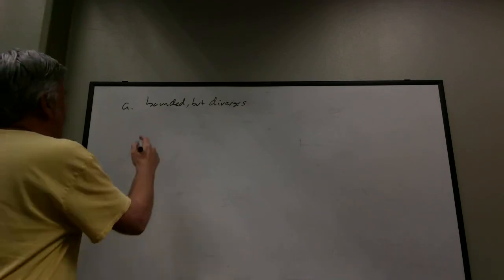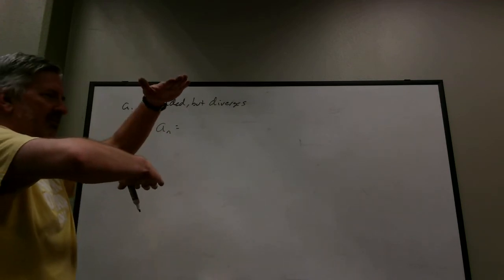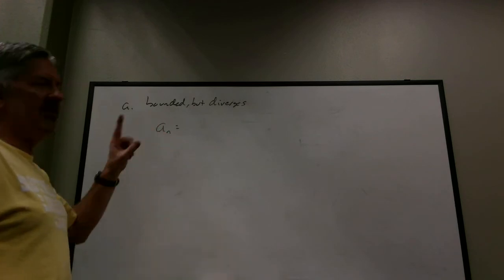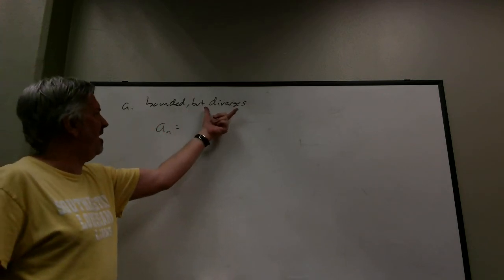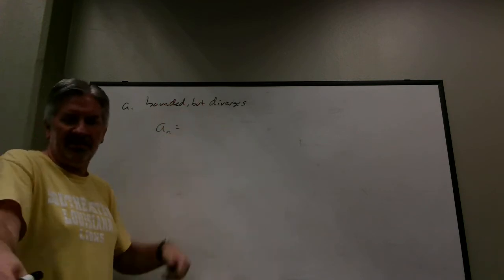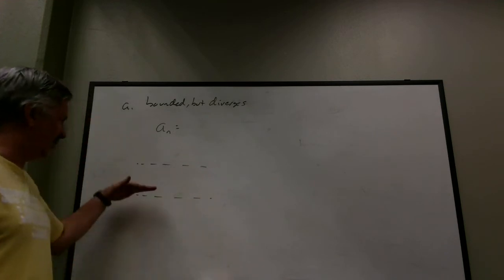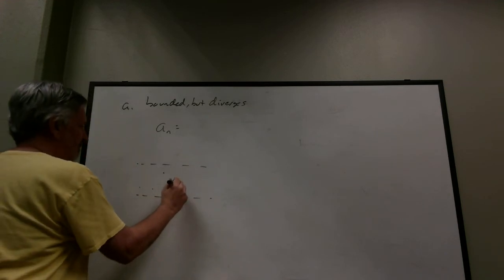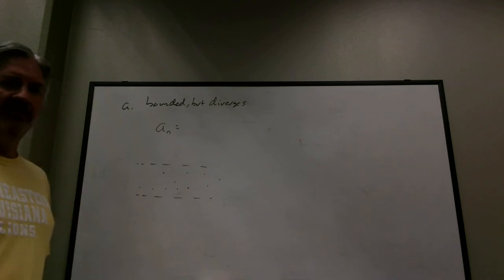Bounded but diverges. Could you give me a formula? So bounded means every value is trapped between two numbers, above and below, but the sequence doesn't converge. Now obviously the sequence can't be monotonic, because if it's bounded and monotonic, the theorem says that we would have convergence. So can you think of a sequence that would be trapped between two numbers, but doesn't have a limit? Can you give me the formula of one?